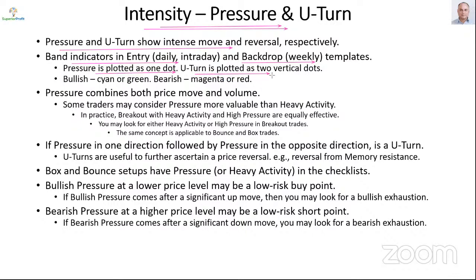The more you see the indicators, you see all of them are intentionally designed to be somewhat different. So we know which one is what, even for band indicators. Bullish is cyan or green. Cyan is more extreme than green. Bearish magenta or red, magenta more extreme. Pressure is a unique indicator because it combines both price move and volume. Traders may consider pressure to be more valuable than heavy activity.